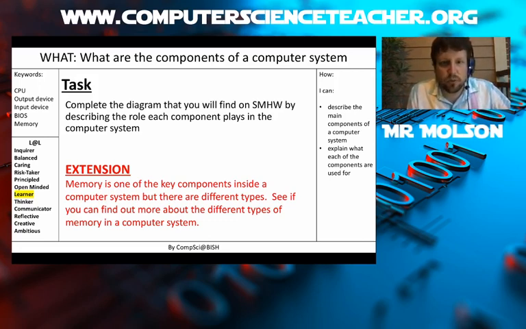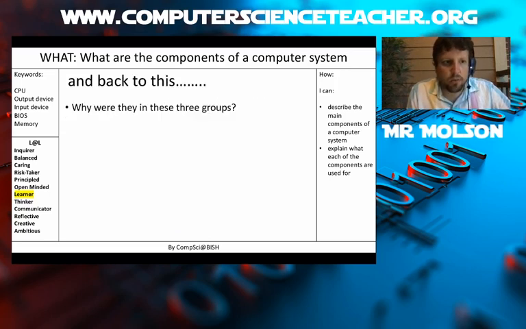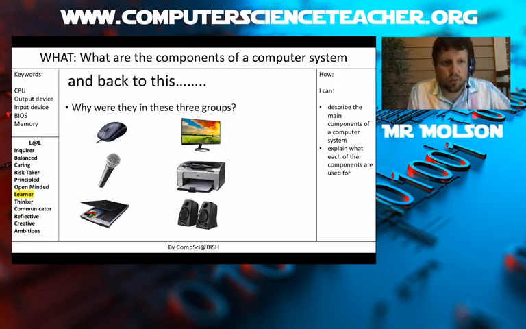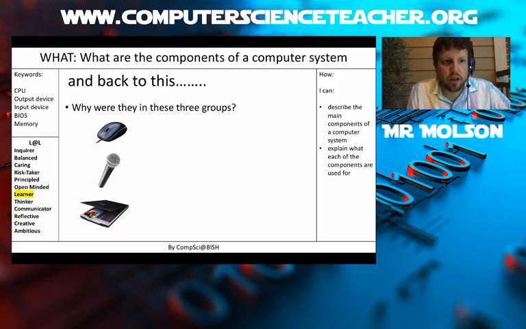Now I did promise before the end of the video that we would go back to these three groups and discuss what they all have in common. If we look at this first one, has anyone managed to work this out? The first one: mouse, microphone and scanner. Hopefully the video helped. They are all types of input device. These are all used to input data into the computer.